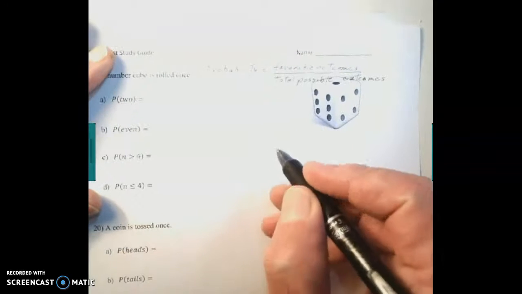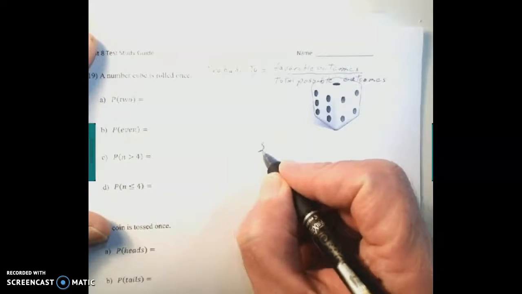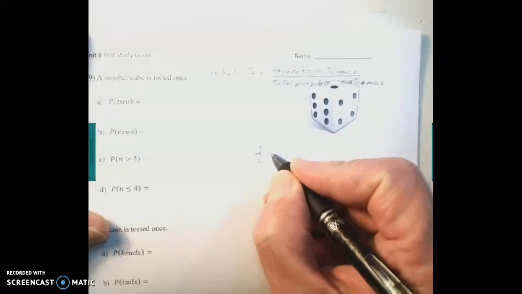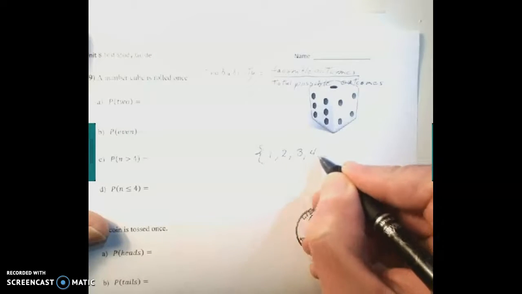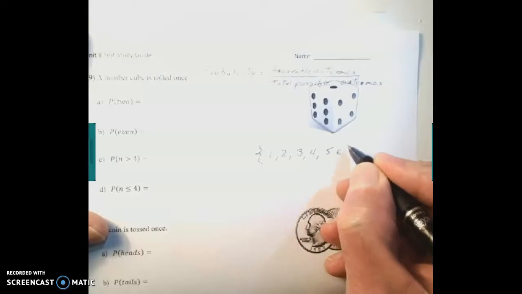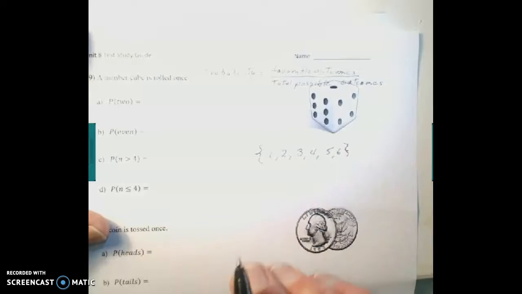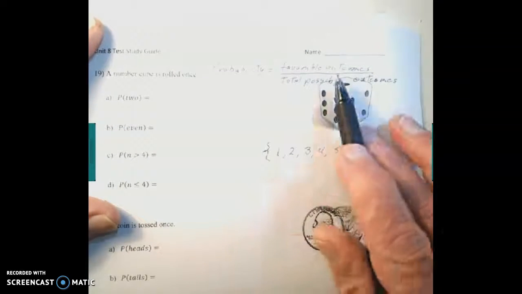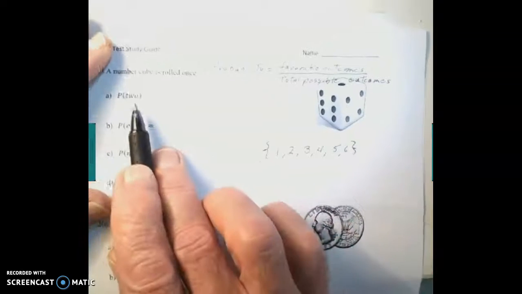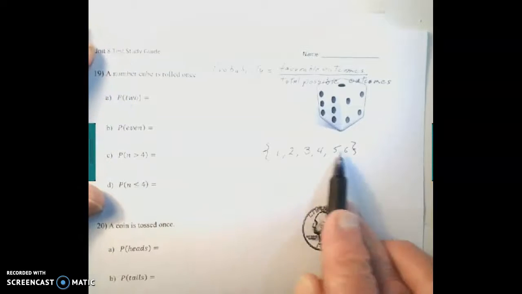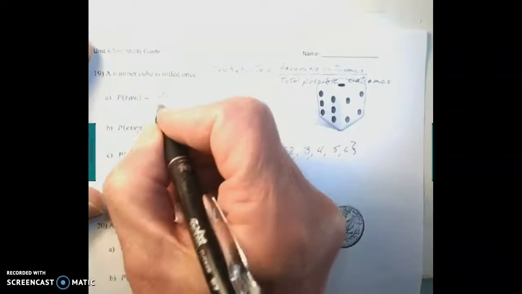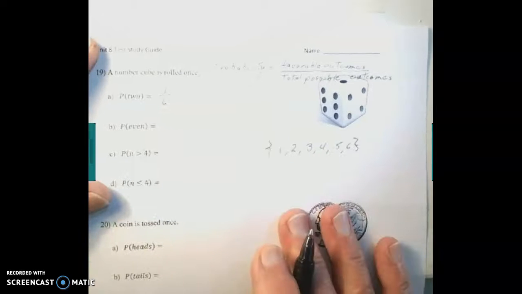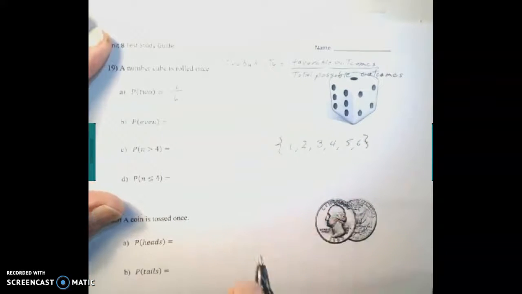The sample space for this is just the list of the numbers you could get. You could get a 1, a 2, a 3, a 4, a 5, or a 6. Favorable outcomes are what we're looking for. So the probability of getting 2, there is only 1 2 out of 6 possible outcomes. That's the probability of rolling a 2.